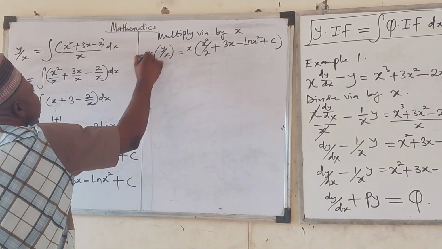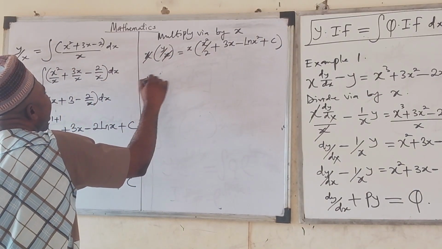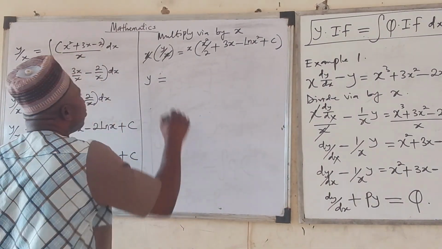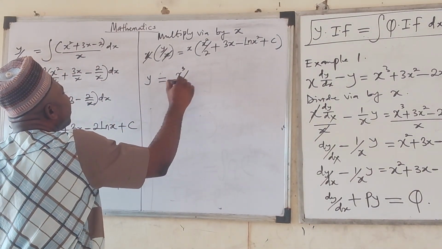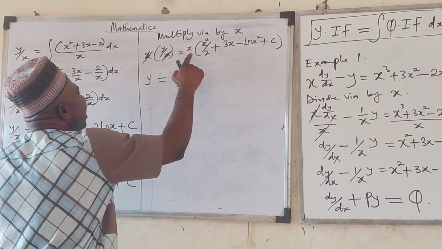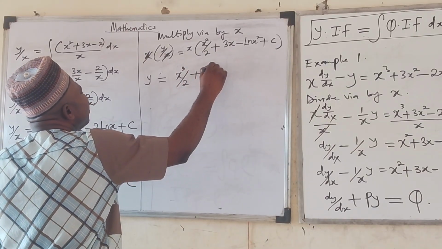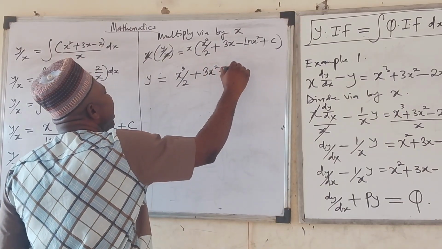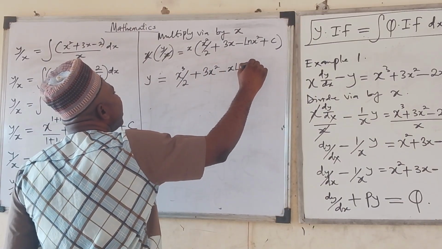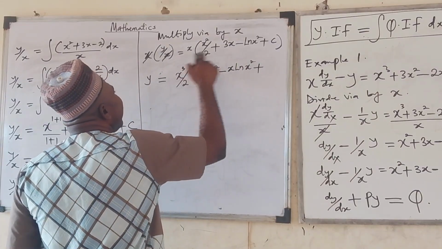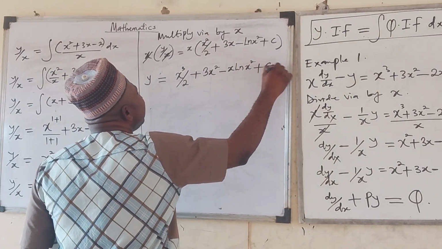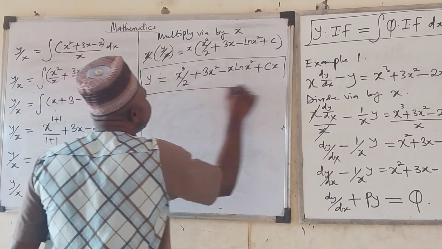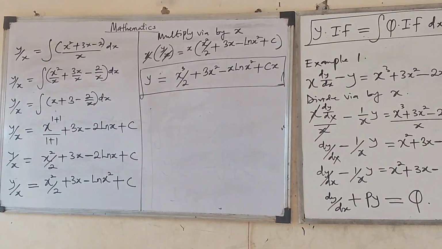So this x will go with this x. We have y to be equal to x times x squared over 2, that will give us x raised to the power of 3 all over 2, plus x times 3x, that will give us 3x squared, minus x times ln x squared, that will give us x ln x squared, then plus x times c, that will give us cx. So this is the solution. This is the value of y.